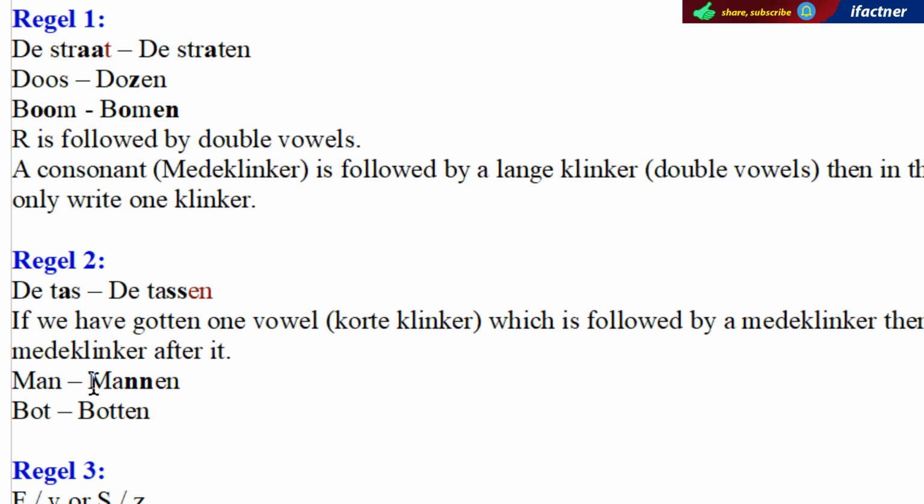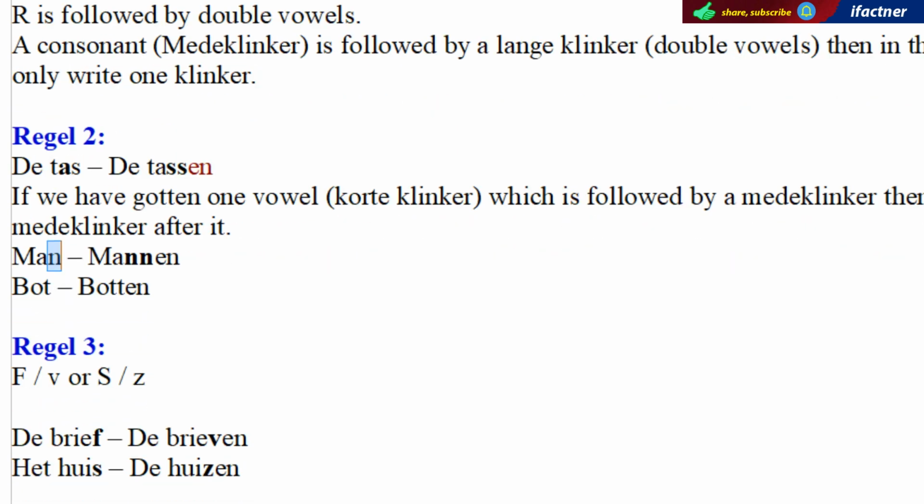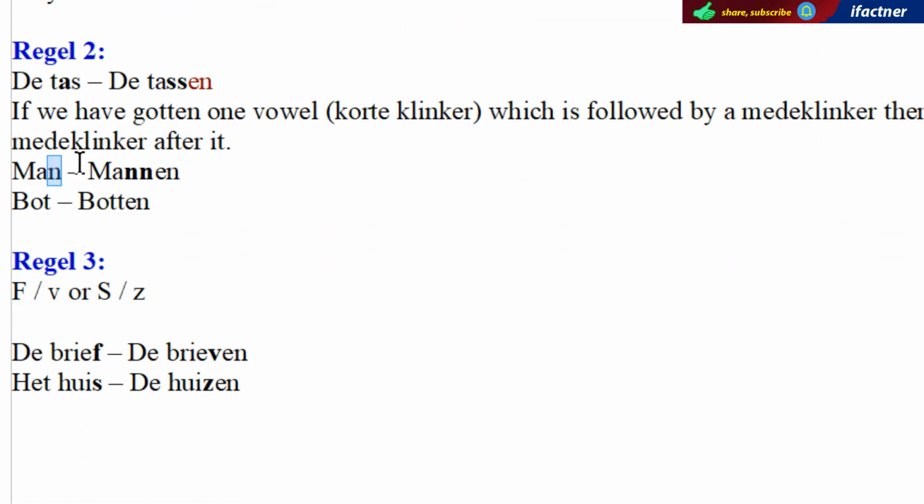So tas becomes tass, and we have to add an N at the end of the word. So tas becomes tassen. Man, we see there is one klinker, a korte klinker. It ends with a medeklinker, and so we have to double the medeklinker and it becomes mannen. Bot becomes botten. O is a korte klinker and it ends with a medeklinker, therefore it becomes botten.